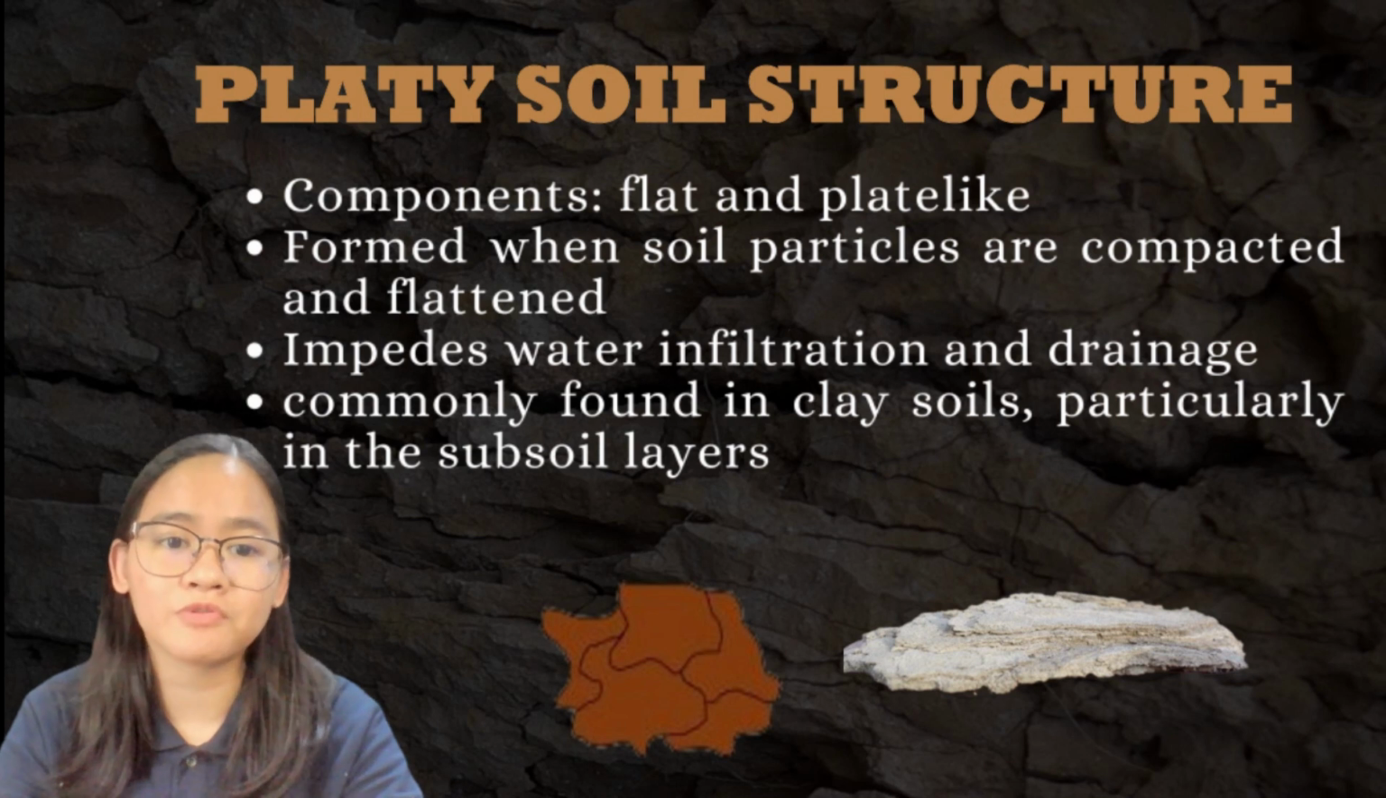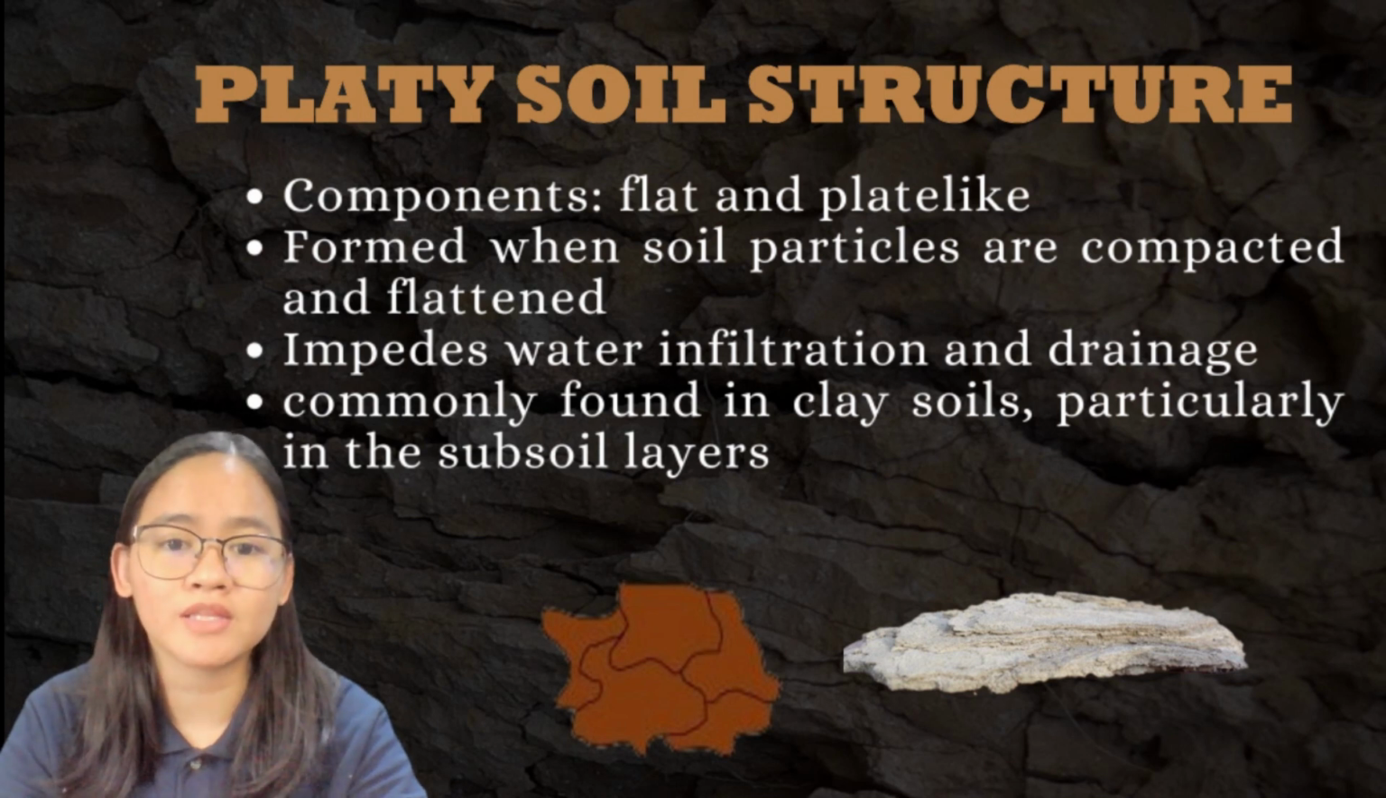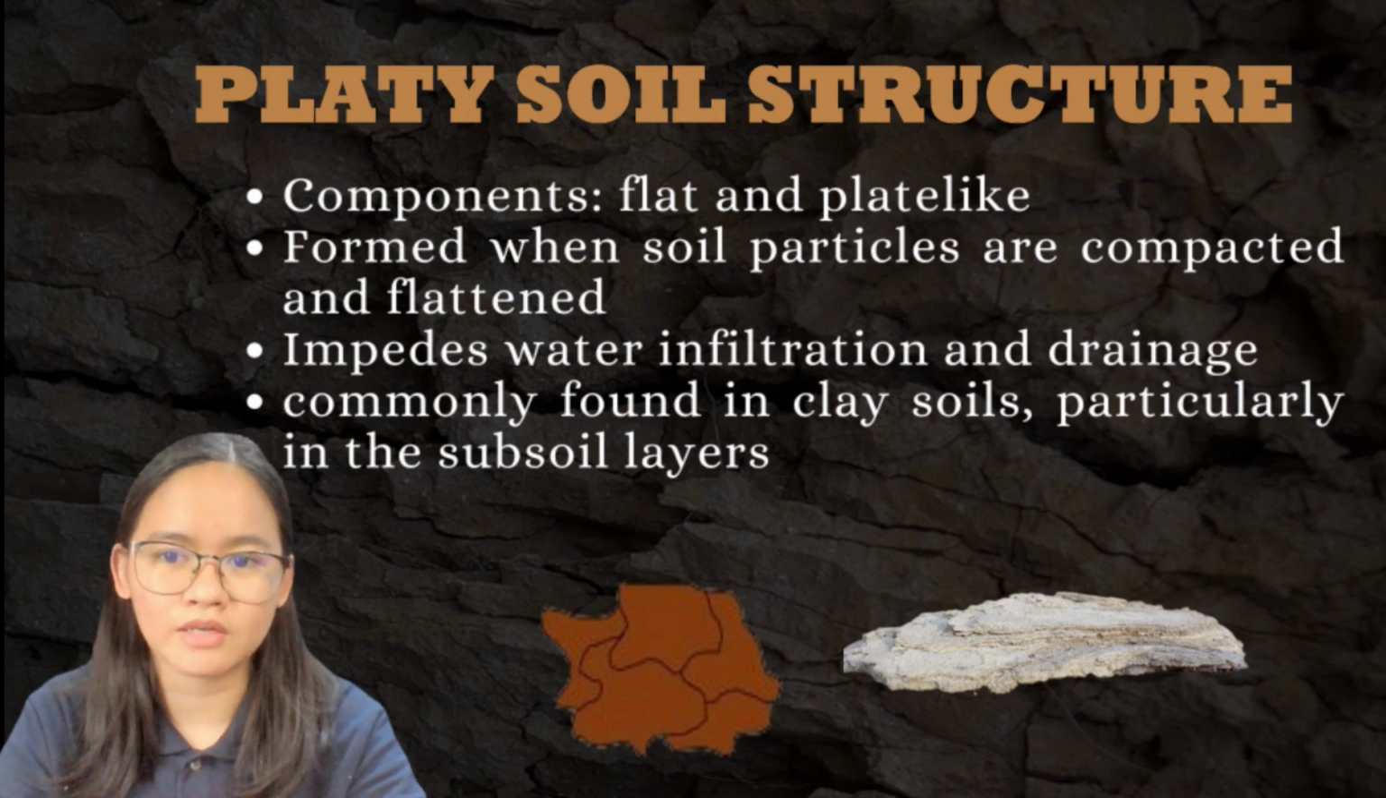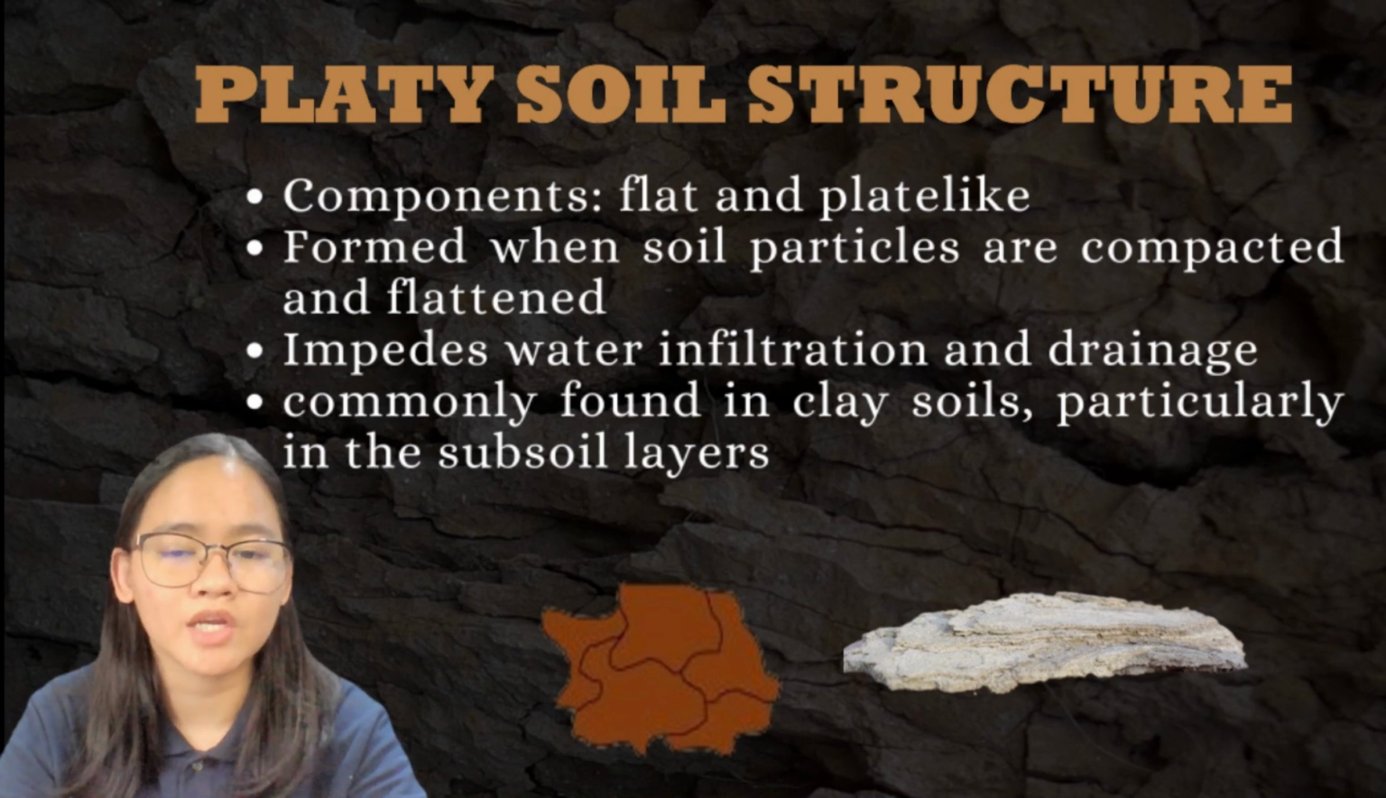In order to improve the structure and fertility of platy soils, it is important to reduce compaction through practices such as deep tillage, cover cropping, and soil amendment with organic matter. These practices can help to break up the compacted layers and promote the development of more favorable soil structure.